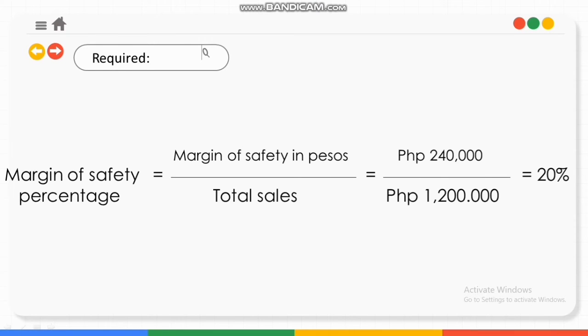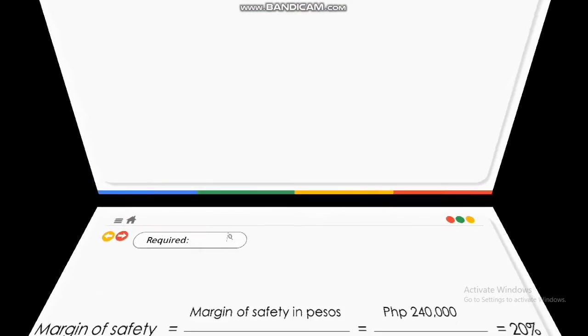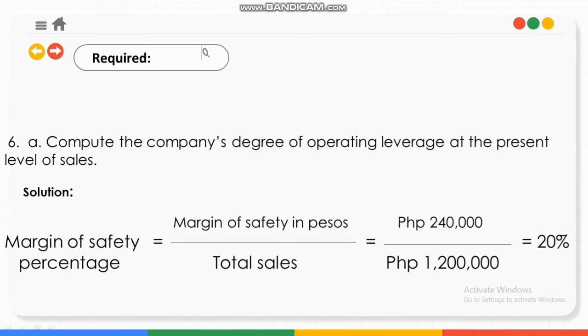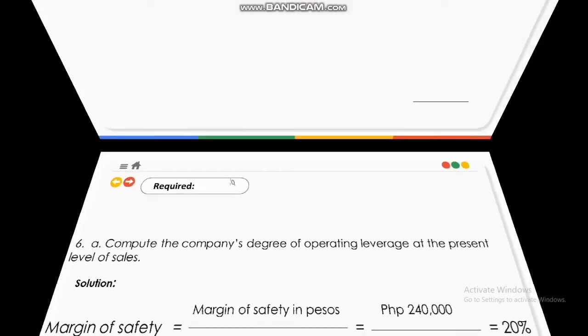Tapos yung margin of safety percentage naman is equals to margin of safety in pesos over total sales, is equals to yung nakuha natin kanina is 240,000 pesos over total sales na 1,200,000 pesos. So, divide natin to, makukuha natin is 20%. Next is, compute the company's degree of operating leverage at the present level of sales. So, katulad ito nung nauna.